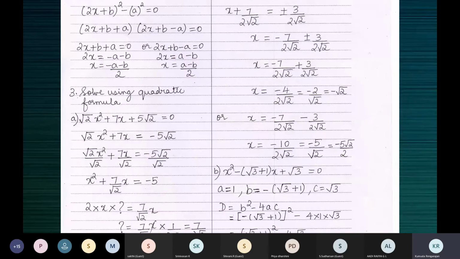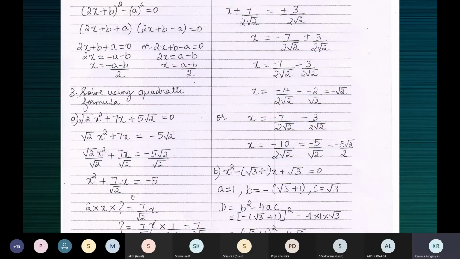Let's see this one now. The quadratic formula is pretty simple, children. That's all it is. Anyways, we will see many questions based on that, but I'm just telling you that it's just this: get the values of a, b, c, find the discriminant, and put it in the formula. Minus b plus or minus root d by 2a. Finished.